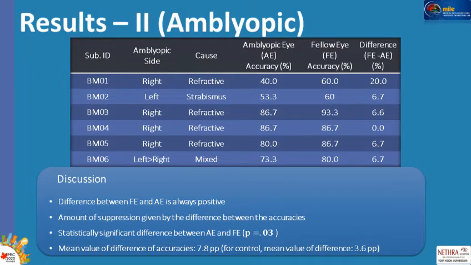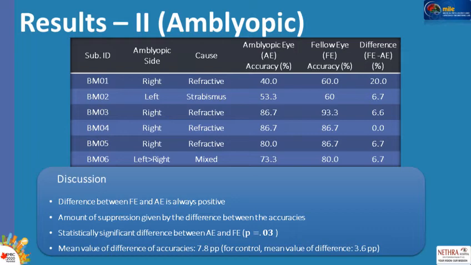The results in the case of amblyopic subjects are shown here. Except for participant BM04, the accuracy of the amblyopic eye is much less than that of the fellow eye. Higher accuracy for the fellow eye and lower accuracy for the amblyopic eye is expected since the input from the amblyopic eye is suppressed in the brain.